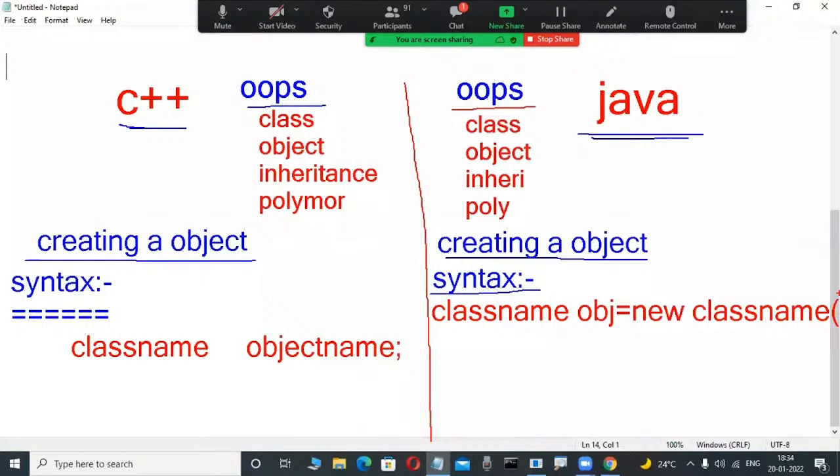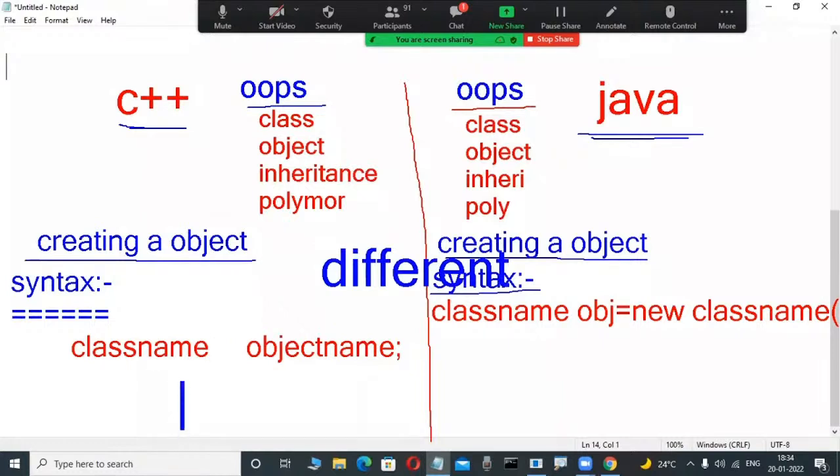Yes, observe here. That's why these two languages are syntactically different or same? Different. Syntactically different. Observe here. Syntactically different. Conceptually, the OOPS concepts are the same, but syntactically they are different. And the functions are also totally different.